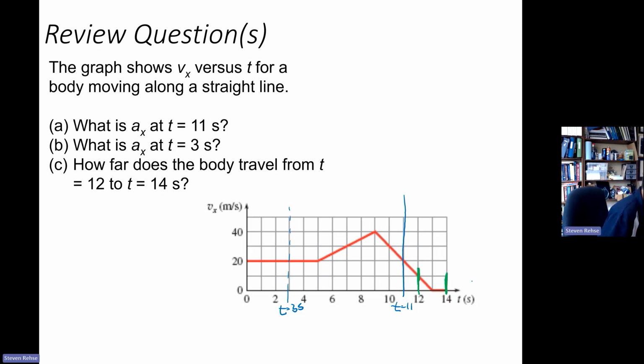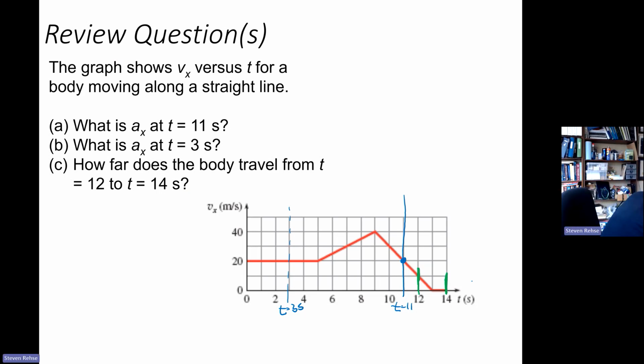Let's do the first one. What's the acceleration at t equals 11, which is this point right here? Well, remember, the acceleration is the tangent to a line on a velocity versus time graph. So the acceleration is tangent to that line. We're going to have to draw a tangent to that line. Let me first ask you this question. At that t equals 11 seconds, is the tangent to that line positive or negative? You need to be able to do that.